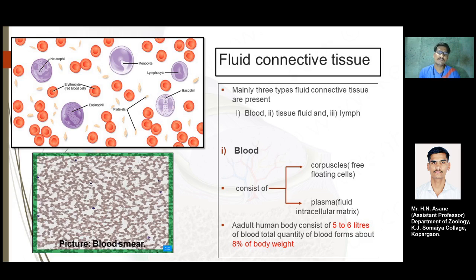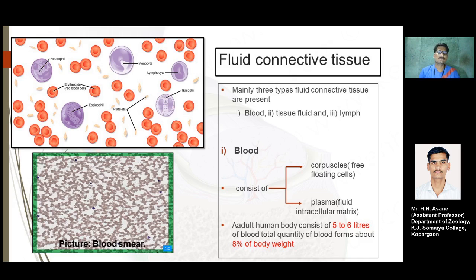In the first upper picture, you are seeing the various types of blood connective tissue cells: the neutrophils, erythrocytes, that means the red blood cells, monocytes, lymphocytes, basophils, eosinophils, and the platelets. These are the types of blood cells, which are WBCs.